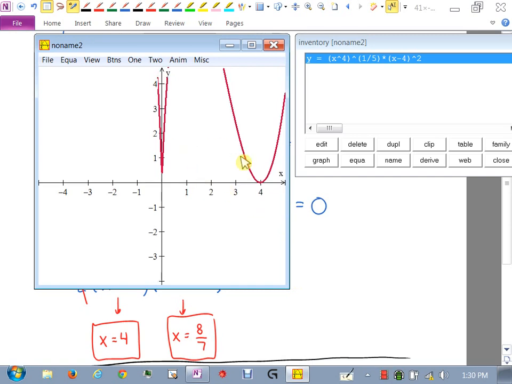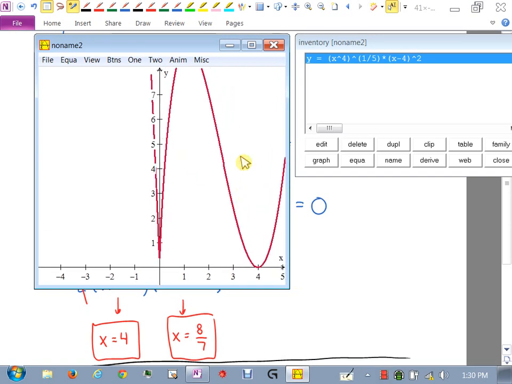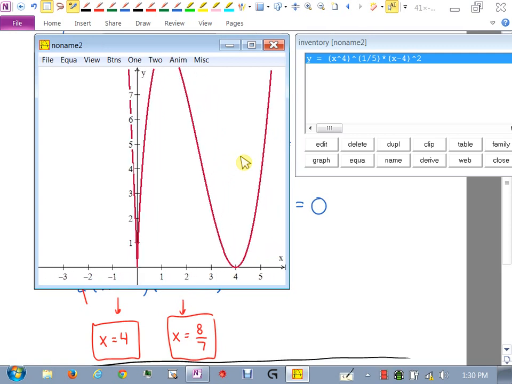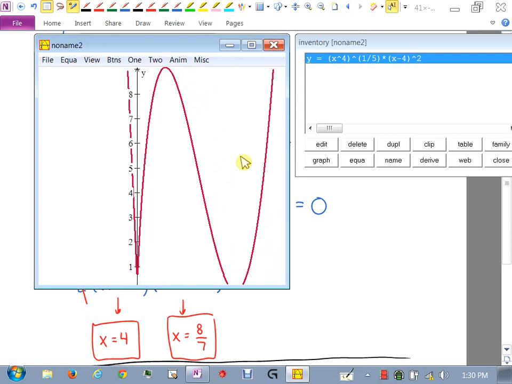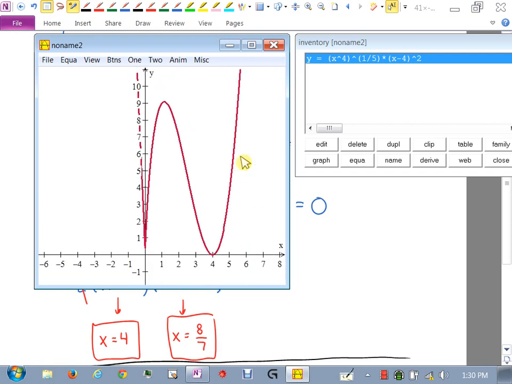Tricked it. There. You can really see it here. Let me page down. You can see our cusp. You can see a local max happening at around 8/7, and you can see a local min happening where? At 4. So we identified those 3 interesting points on our graph.